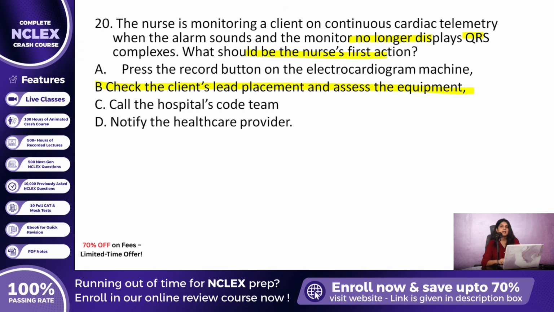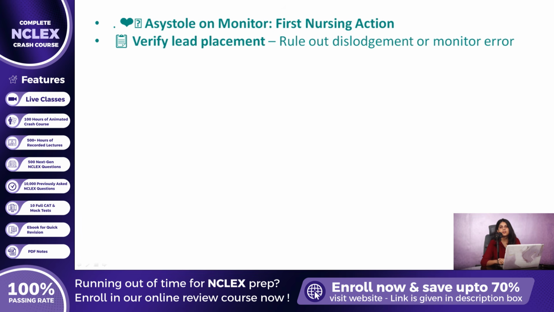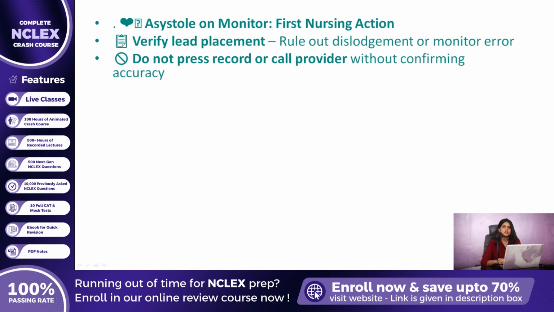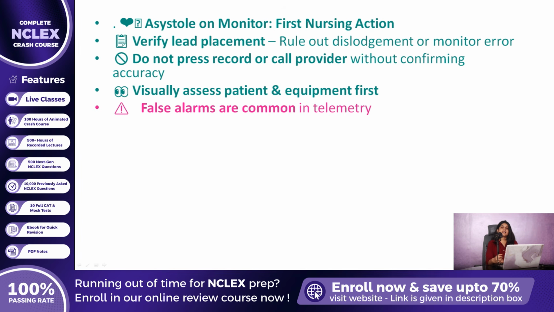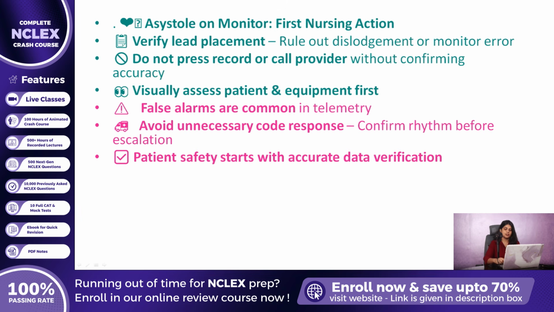The rationale is that before assuming a critical rhythm like asystole, the nurse must first verify that the leads are correctly attached and functioning. False alarms due to dislodged leads or technical errors are common in telemetry. Pressing record or contacting the provider is premature without confirming the accuracy of the data. Initiating a code response without confirming the rhythm may lead to inappropriate use of emergency resources. The nurse must always visually assess the patient and equipment first to ensure the situation warrants escalation.